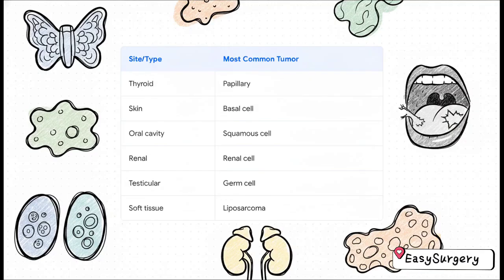Out on the skin, basal cell carcinoma is king. Specifically, you'll see the nodular subtype most often. Inside the oral cavity, squamous cell carcinoma is pretty much the standard. Moving lower, renal cell carcinoma is the most common renal tumor. Germ cell tumors are the primary concern in the testicles, and if a soft tissue sarcoma pops up, liposarcoma goes right to the top of your differential.